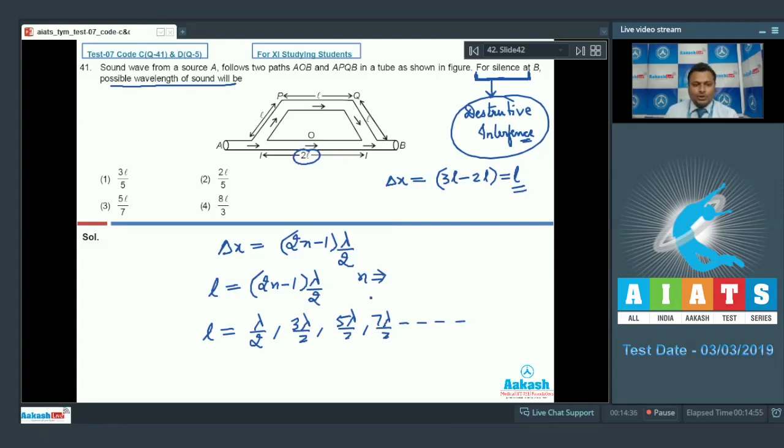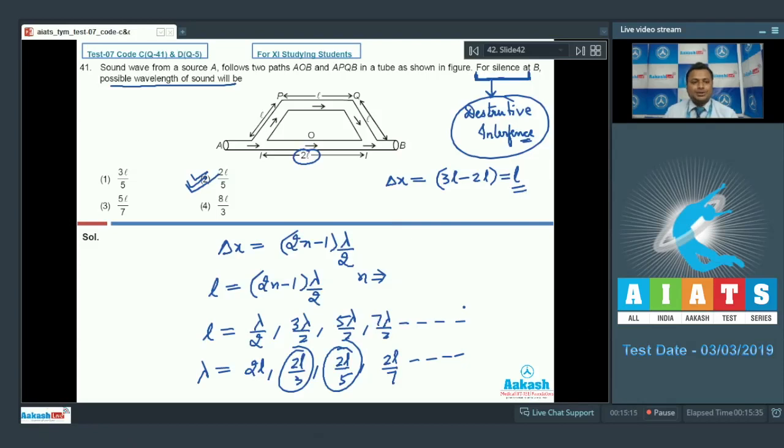But we have to talk about possible wavelength. So we have to calculate lambda. So lambda in terms of L, we can write lambda equals 2L, 2L by 3, 2L by 5, 2L by 7 and so on. Now let us try to find out the option. 2L is not in any option. 2L by 3 is not there in any option. 2L by 5. Yes, we have got 2L by 5 as option number 2. So without wasting our time, we will go with option number 2, which is absolutely correct.